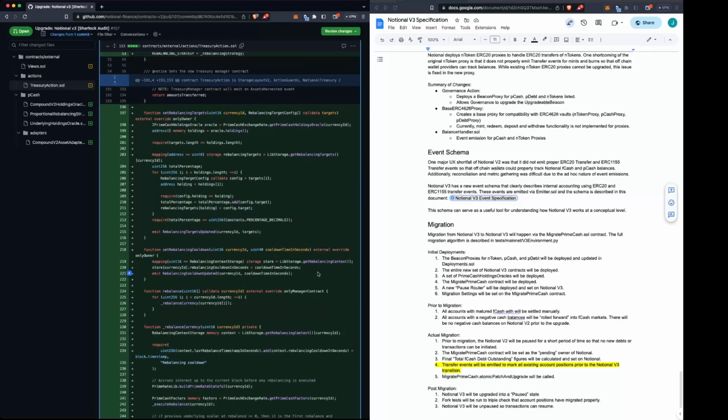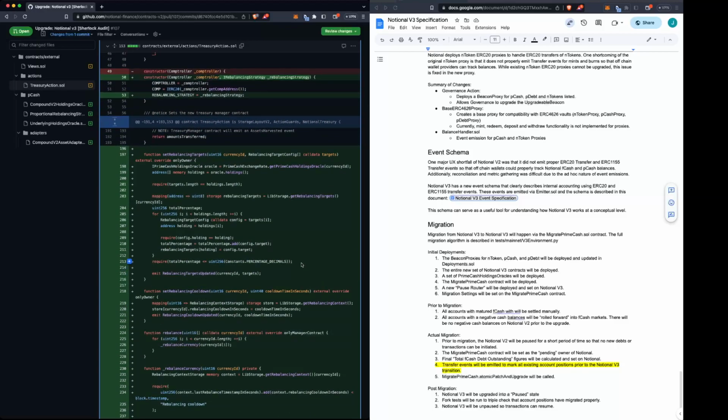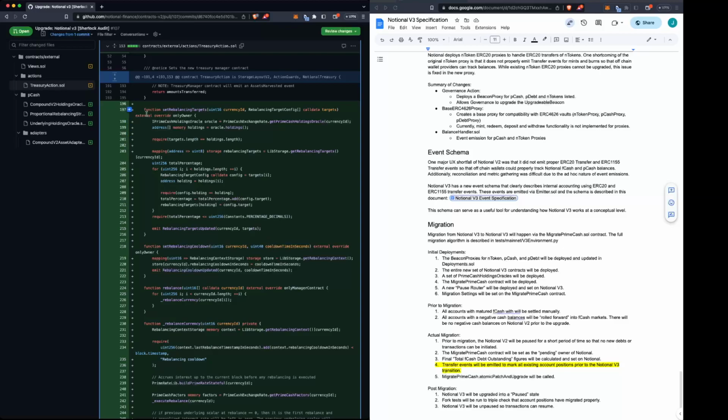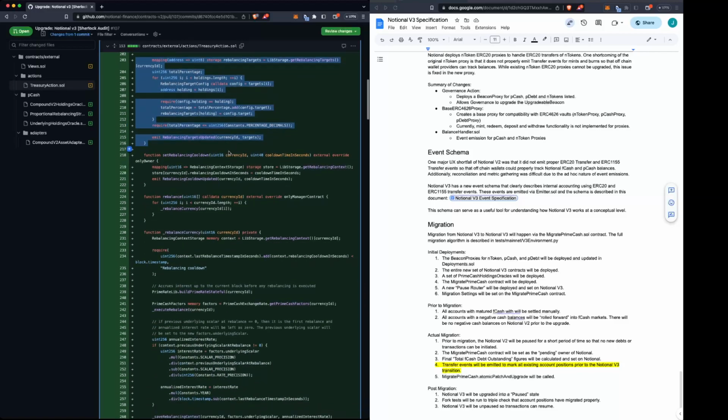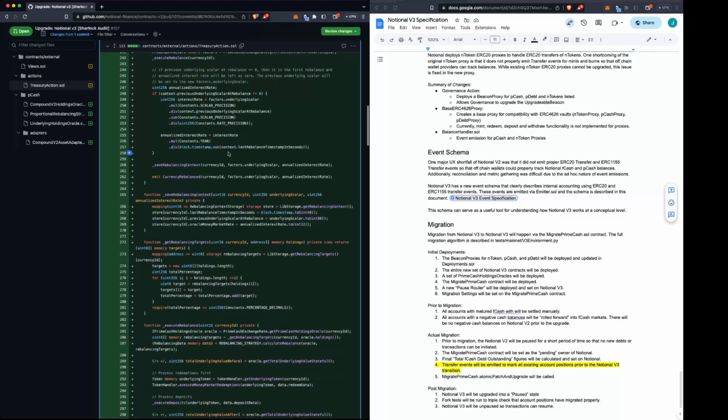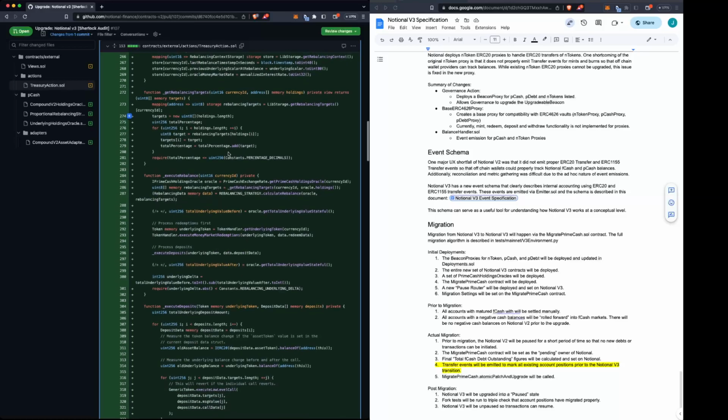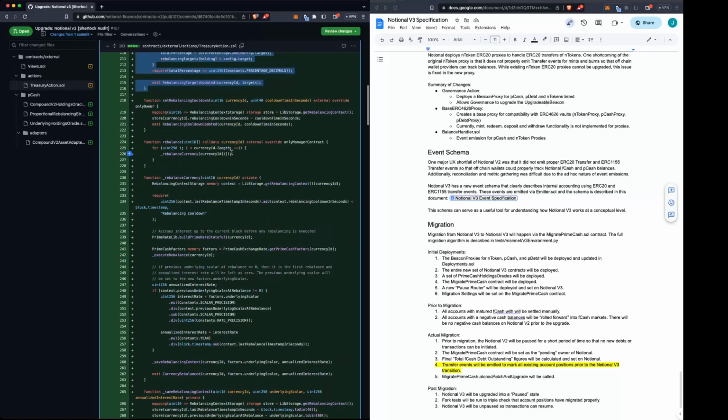Governance will be allowed to set these rebalancing targets for different currencies, and there is a rebalance function here which the treasury manager can call. The treasury manager is an external contract. It's not a multi-sig. It's also a smart contract, and it's only allowed to do certain things.